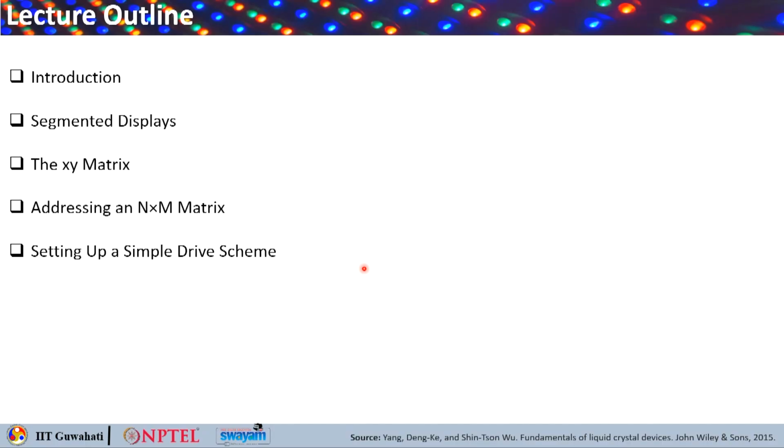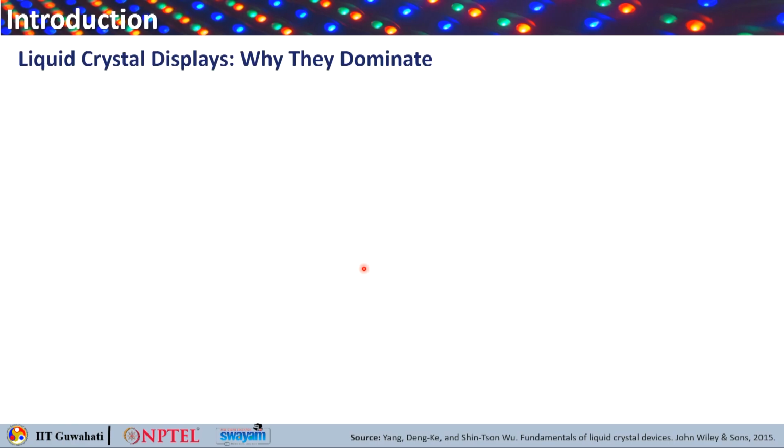Here's the lecture outline. We'll have a brief introduction to the topic. We'll talk about the segmented displays, then the XY matrix, and then we'll find out the scheme for addressing an N cross M matrix and how to set up a simple drive scheme. So let us start with a big picture.